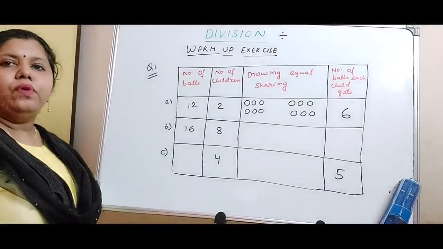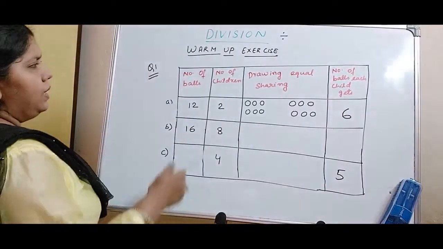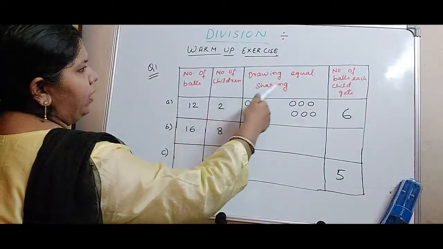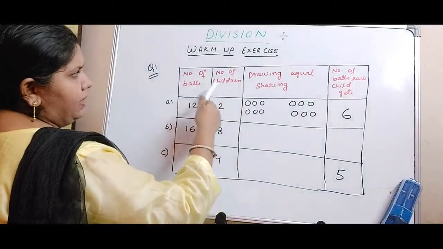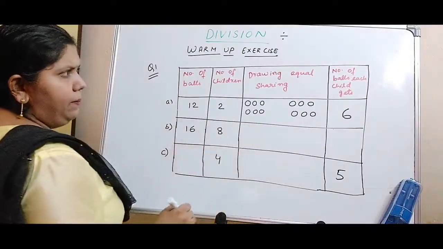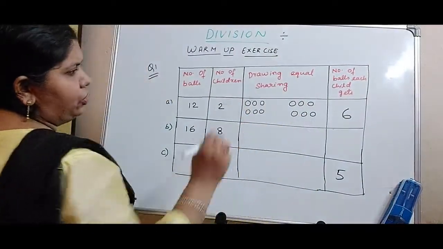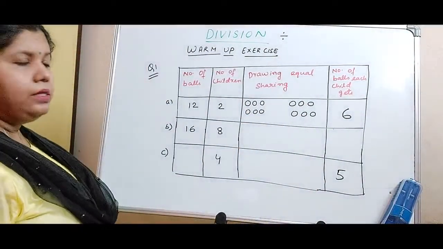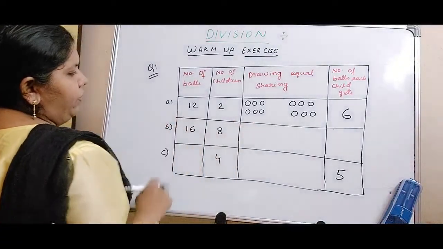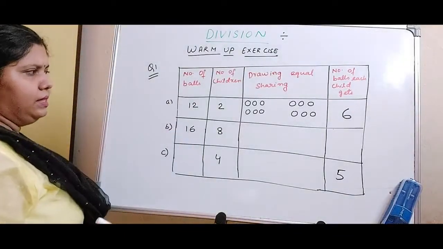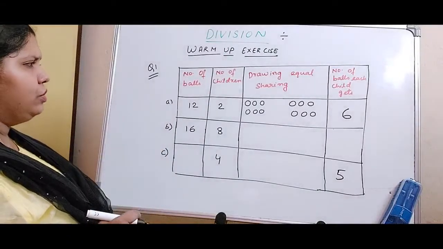Now, let us do the warm-up exercise. This is question number 1. Here you see the number of balls and the number of children. We are showing the sharing of the number of balls among the number of children through these columns, and how many balls each child is getting, we are mentioning in the last column. The first one is already solved. Second one we will do. Here the number of balls is 16 and the number of children is 8. So how will we share?